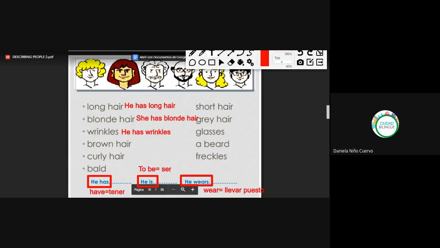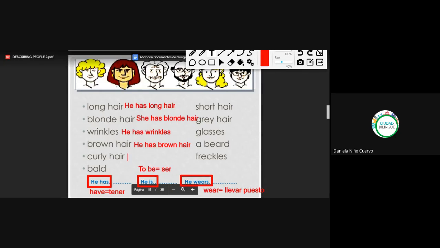Now, brown hair. Brown hair. Santi, can you help me with this one, please? He has brown hair. Very good. He has brown hair. Brown hair. Él tiene cabello café.